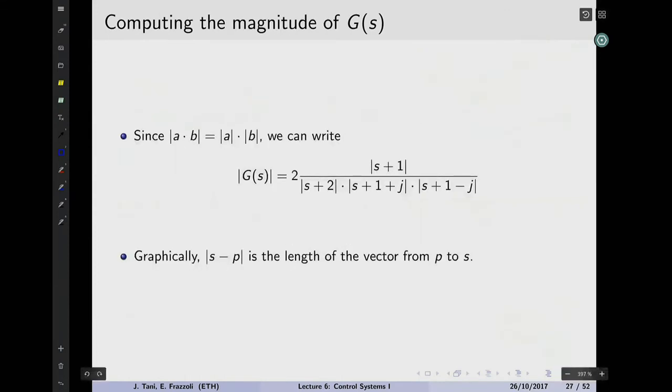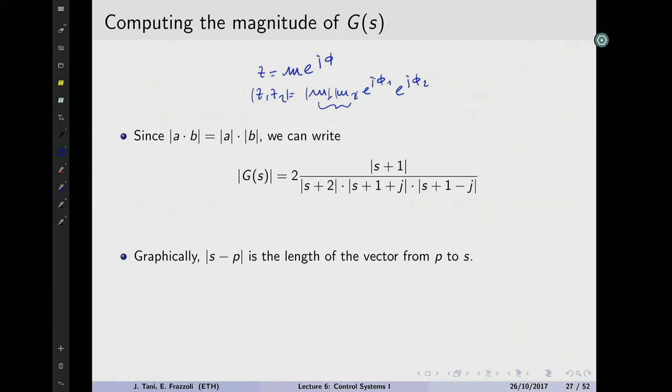But actually, now to our aid come some nice properties of complex numbers. Since the magnitude of the product of two complex numbers is the product of the magnitudes, and you can convince yourself of this, if you are not already convinced, by just expressing a complex number in its polar form, you'll see that if you do z1 times z2, what you get is m1 times m2, e to the j phi 1, e to the j phi 2. So the magnitude of the product of two numbers is just the product of the two magnitudes. Well, this means that the magnitude of G of s is nothing but the magnitude of the numerator times the magnitudes of the different terms in the denominator.